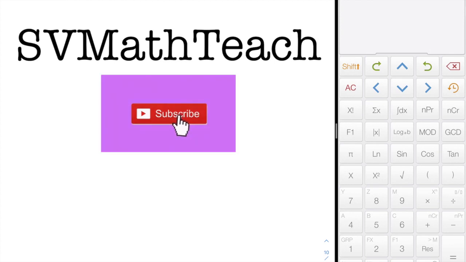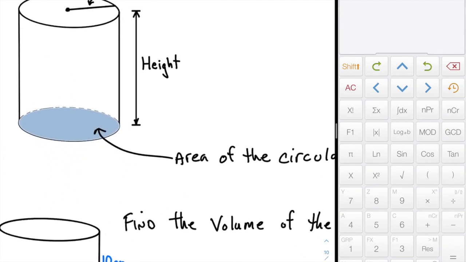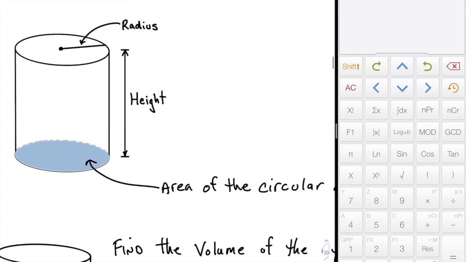With that in mind, let's talk about the volume of cylinders. A cylinder is basically a soup can, a Pringles can, something that looks like this drawing down here. A cylinder has a couple different parts. It always has a radius, from the center of the circle out to the edge. The height is going to be perpendicular to the radius.